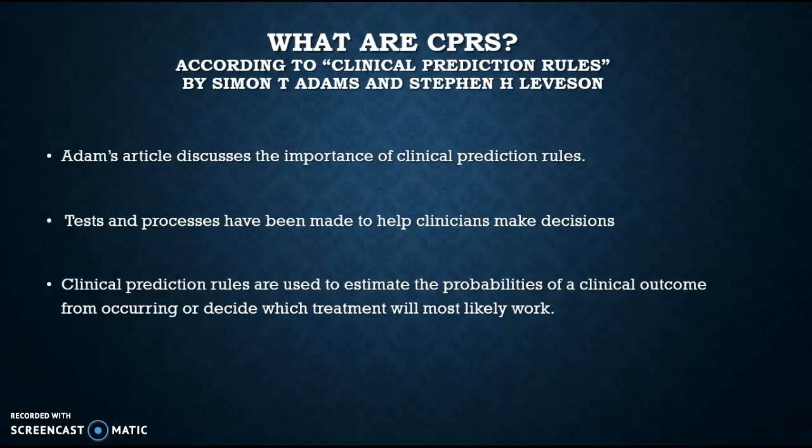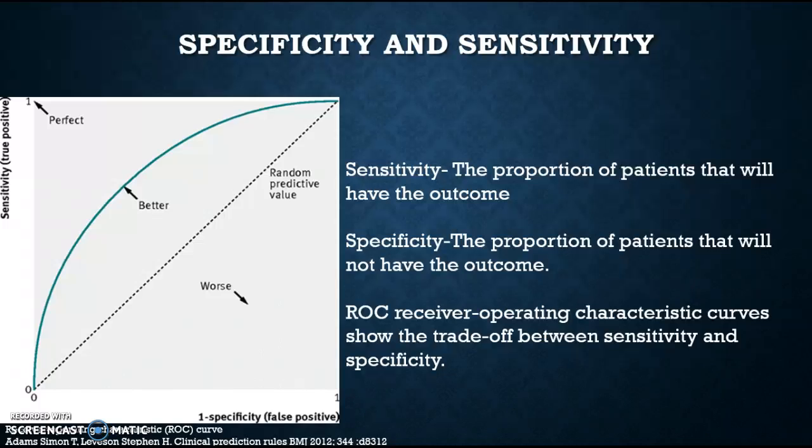These rules are used by doctors, nurses, athletic trainers, anyone who works in a clinical situation. A CPR is determined to be effective if it has two of the following criteria. It needs to have high sensitivity and high specificity. Sensitivity is the proportion of patients that will have the outcome predicted by the CPR, whereas specificity is the proportion of patients that will not have the outcome. And generally, these are a trade-off between one another.